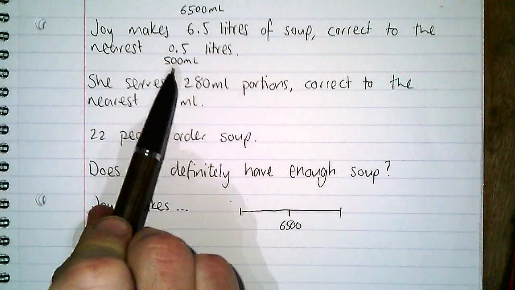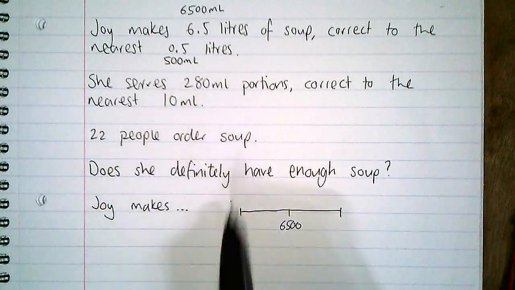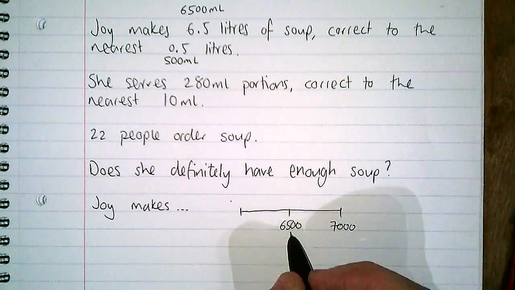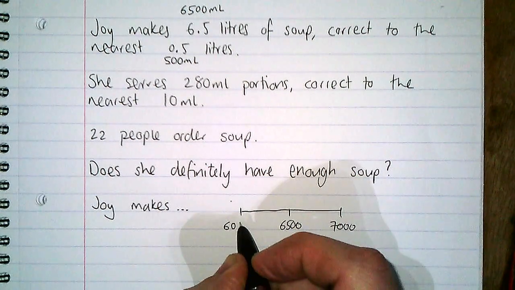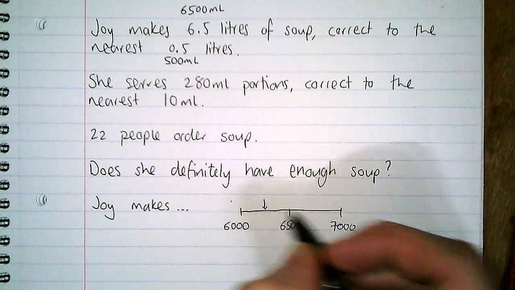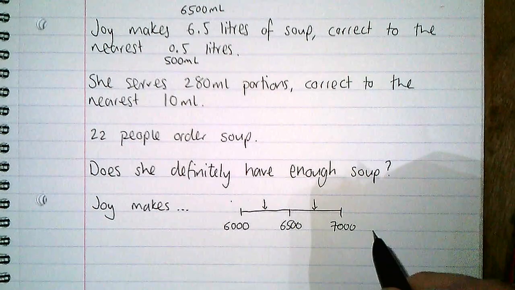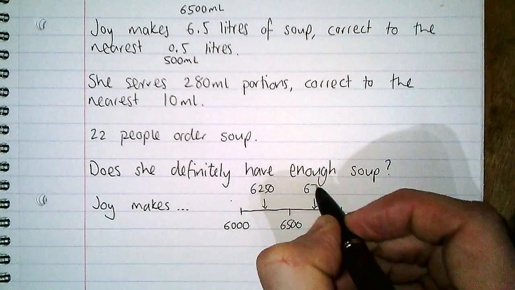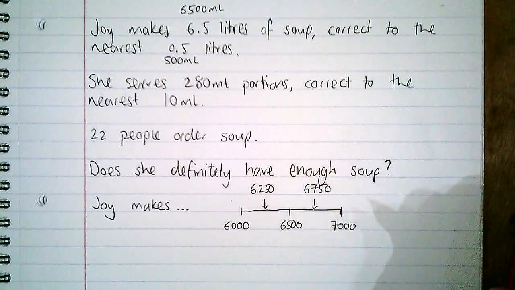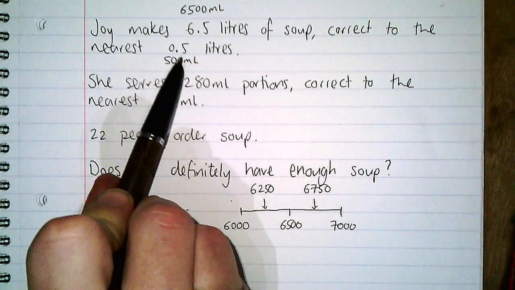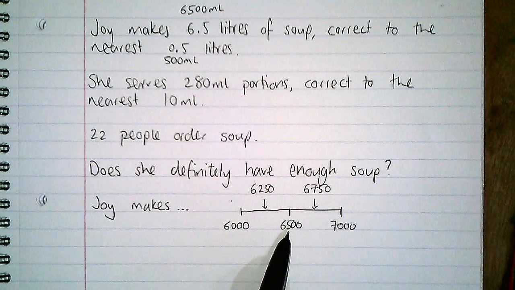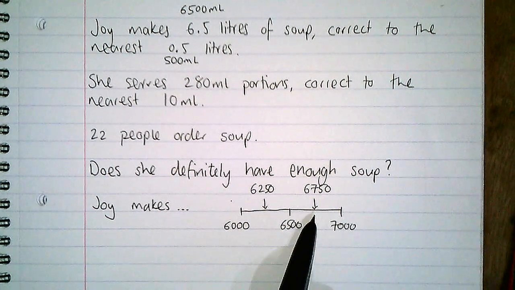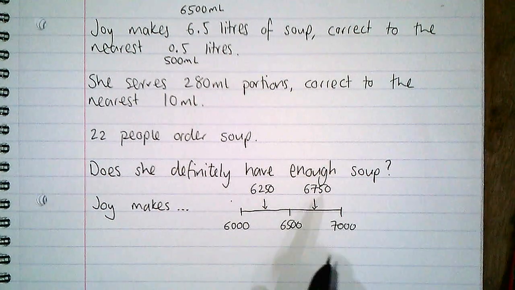Now, it's been rounded to the nearest 500 millilitres, so I'm going to go 500 millilitres up, so that'll put me at 7,000. I'm going to go 500 millilitres down, so it takes me down to 6,000, and then it's the halfway points here that will give me my upper and lower bound. So 6,250, 6,750. Okay, so nearest half litre, 500 millilitres. I go from my 6,500, I go 500 up, I go 500 down, and it's just the halfway points that give me my upper and lower bounds.